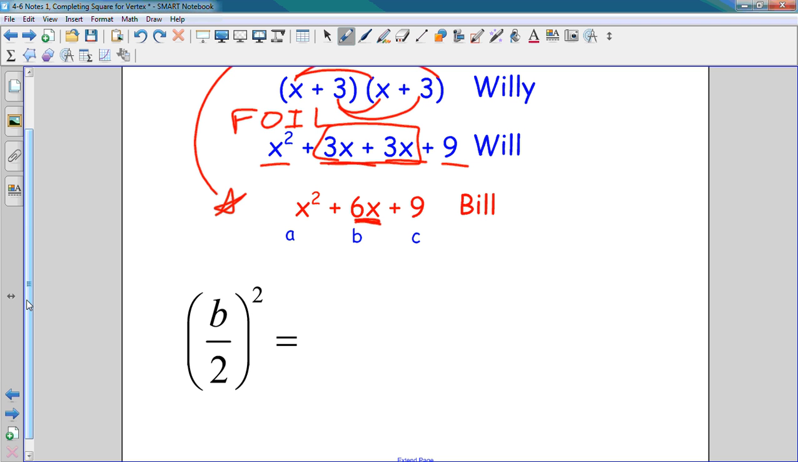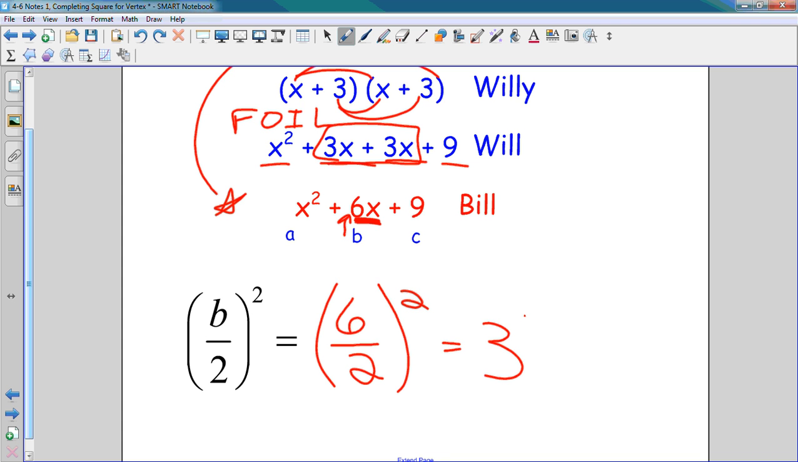Let me show you. You take the B coefficient. In this case, my B is right here, the one with the x in front of it. What is it? 6. You're going to take 6, divide it by 2, and then square it. 6 divided by 2 is 3. 3 squared gives me what? 9.